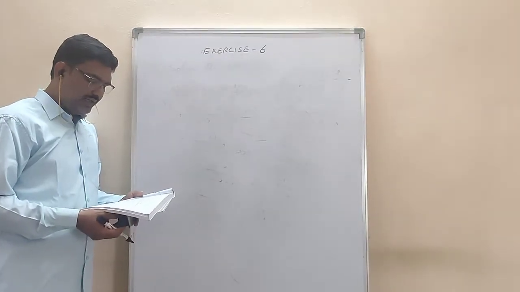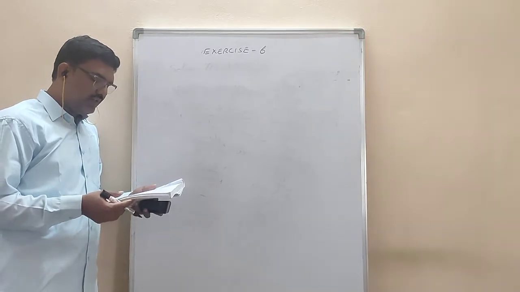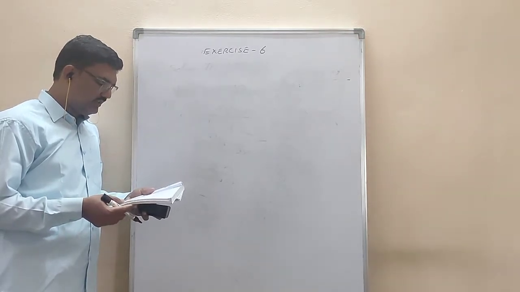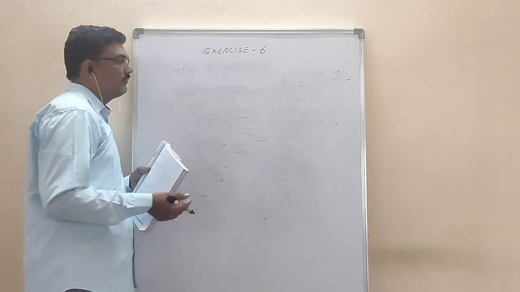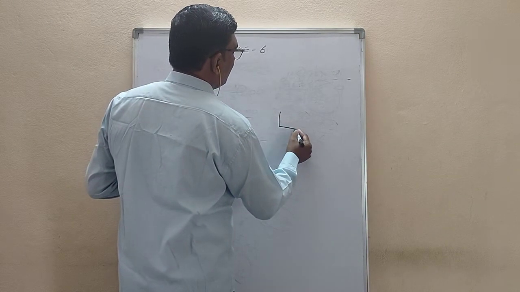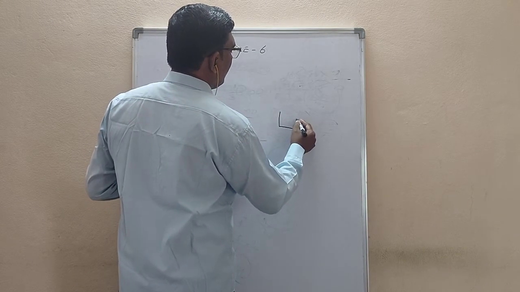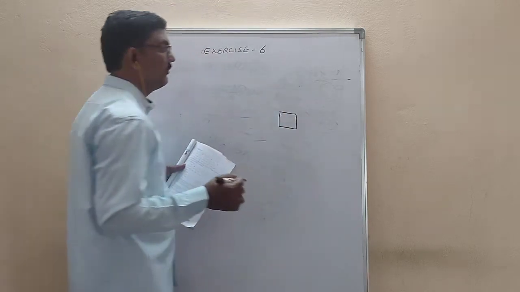A side of a regular polygon is 3.5 centimeters in length. The perimeter of the polygon is 17.5 centimeters. How many sides does the polygon have? A side of a regular polygon. See here, regular polygon means all the sides of the polygon are equal.